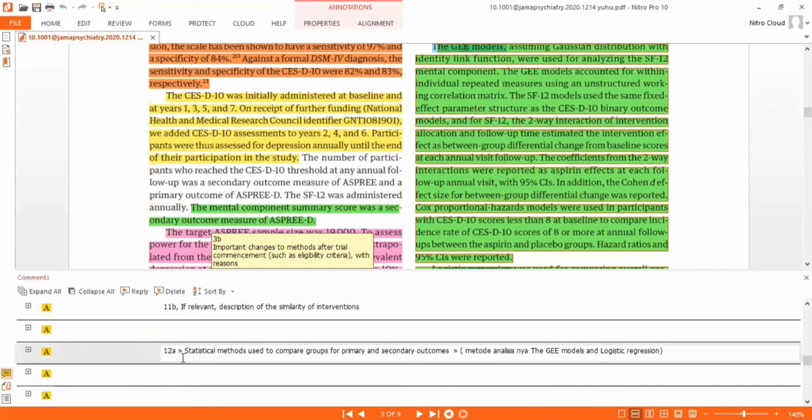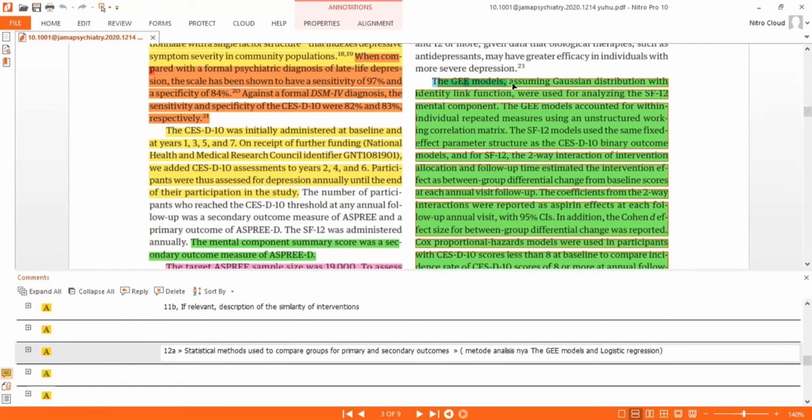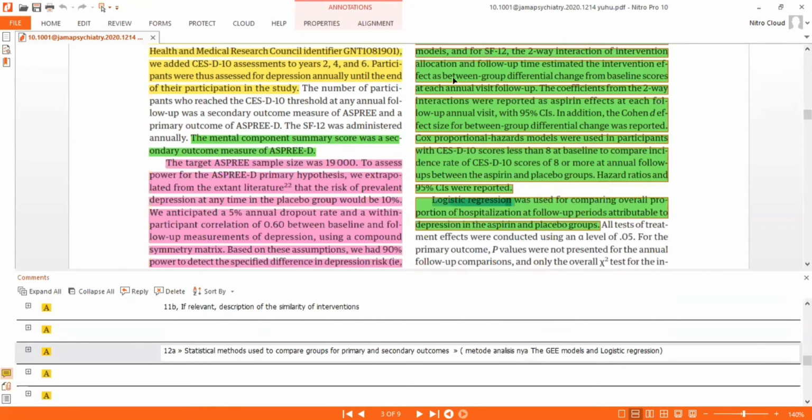Next, point 12a, statistical methods used to compare groups for primary and secondary outcomes. The GEE models, assuming Gaussian distribution with identity function, were used for analyzing the SF-12 mental component. The GEE models account for within-individual repeated measures using an unstructured working correlation matrix, and etc., in green highlight.